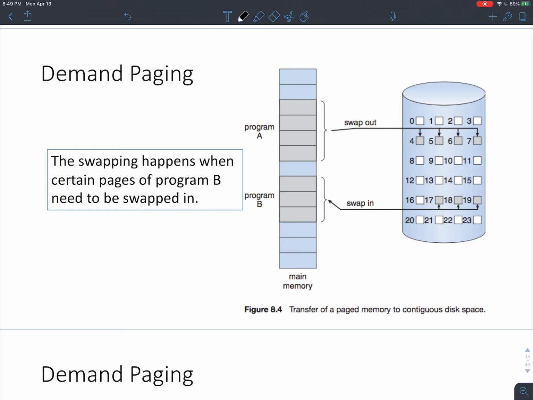Say the physical memory space is full. When some new page needs to be loaded in, we need to kick some page out and bring the new page in.